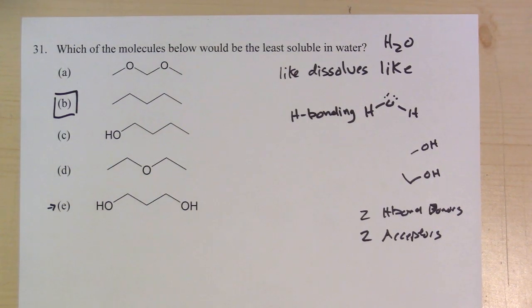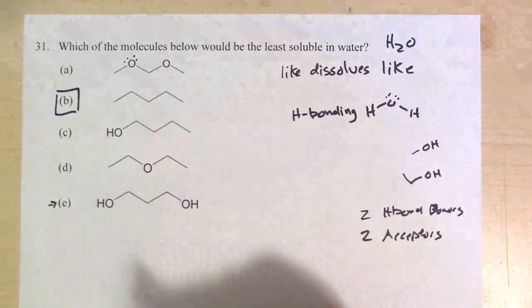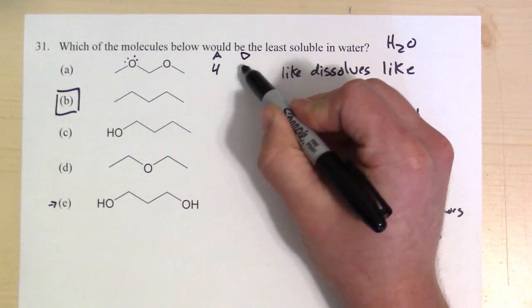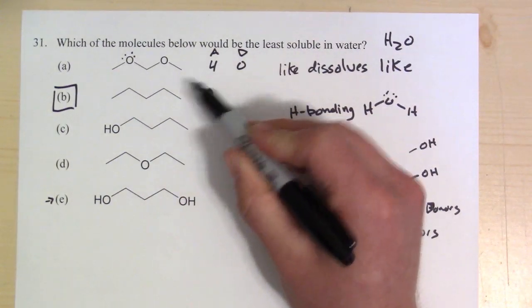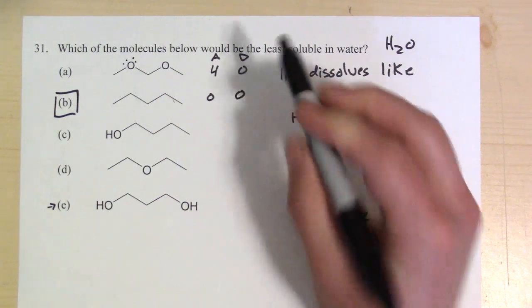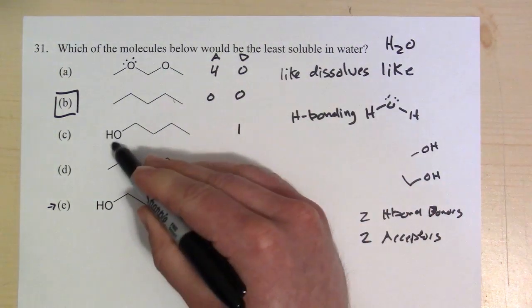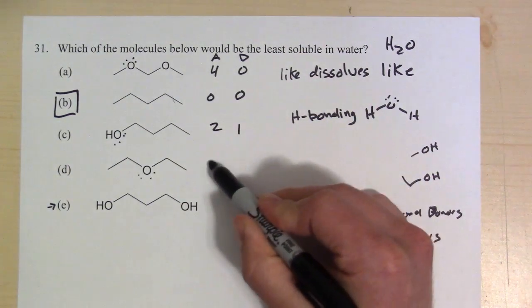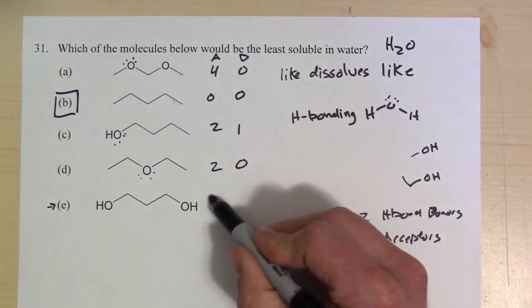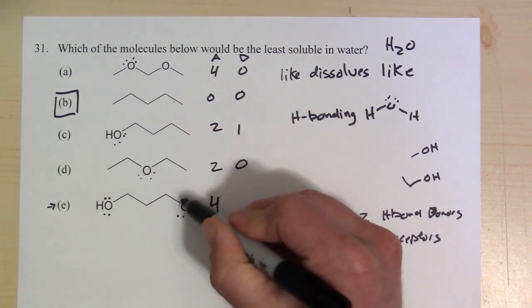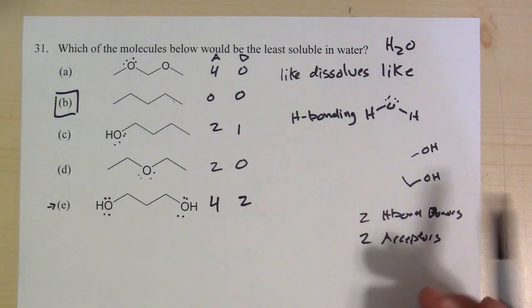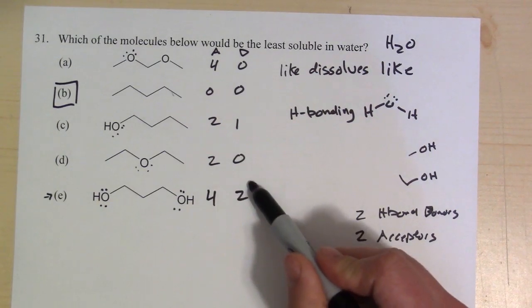If we look at the numbers of donors and acceptors of the rest of these molecules, each of these oxygens will have 2, so there'll be 4 acceptors, no donors there. None of either for pentane. We have 1 donor and 2 hydrogen bond acceptors. Here we have 2 acceptors, no donors. Here we have 4 acceptors and 2 donors. So on the walkthrough guide posted on Blackboard, this was selected as the correct answer.